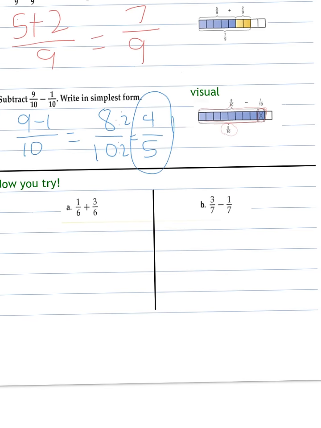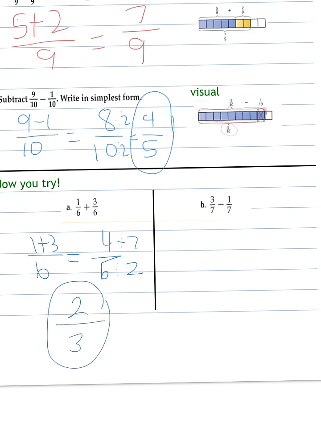Here's a couple to try on your own. Go ahead, pause me, and then come back to check. 1/6 plus 3/6, take your numerators, add them together. Denominator stays the same. 1 plus 3 is 4 over 6. We want to make sure to simplify. We can divide both of these by 2. 4 divided by 2 is 2. 6 divided by 2 is 3. Final answer of 2/3.